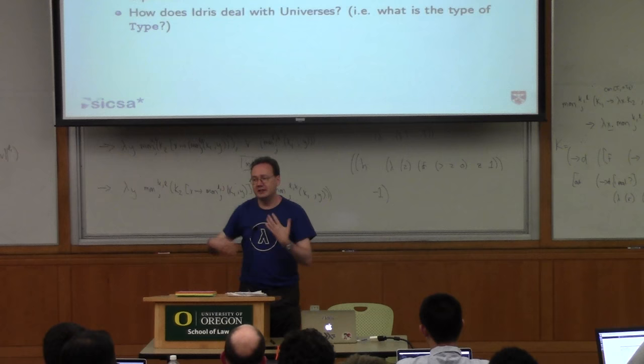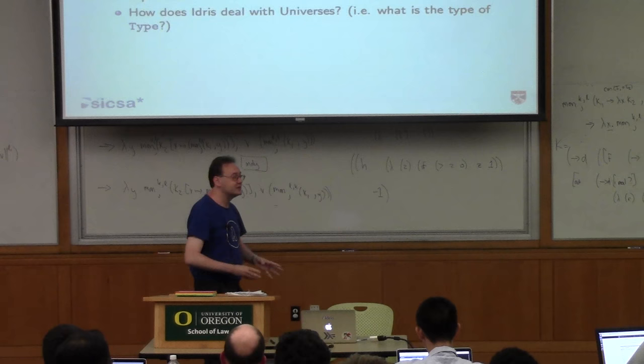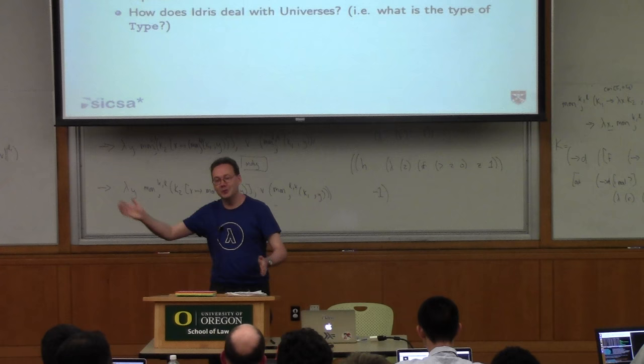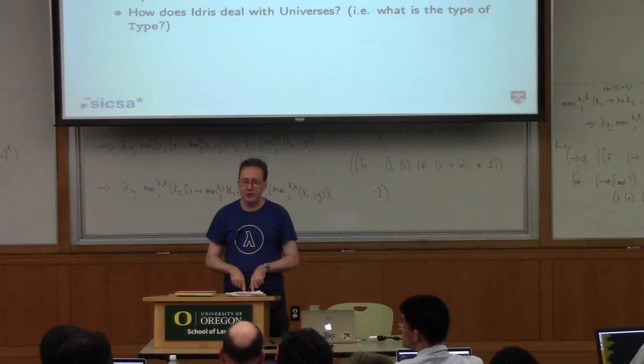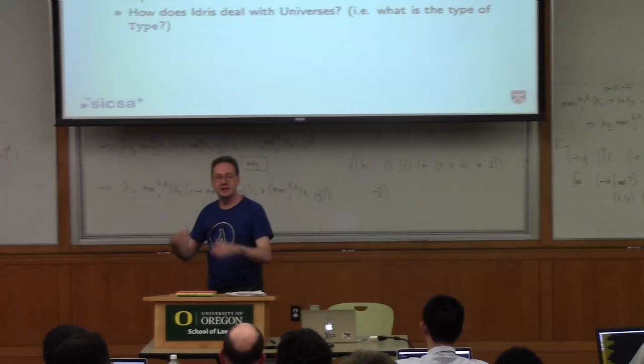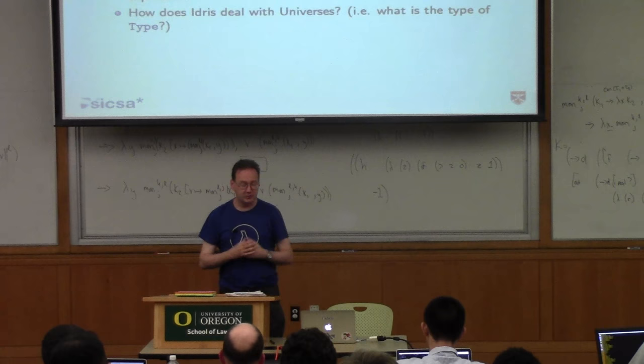So internally what happens is Type has type Type 1, Type 1 has type Type 2, Type 2 has type Type 3, and so on, all the way up as far as practically imaginable. And if you have something in Type n, then it's okay to say that that's in Type n plus anything greater than zero. So essentially it has cumulative universes.